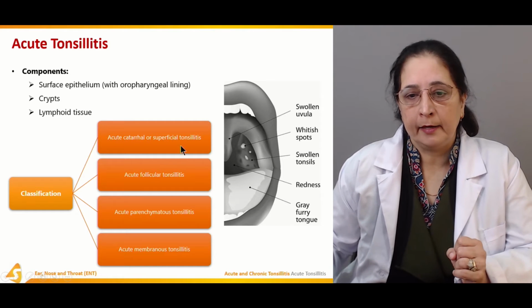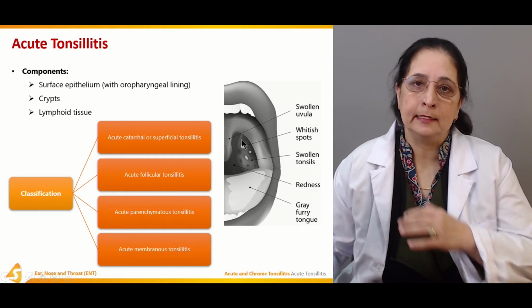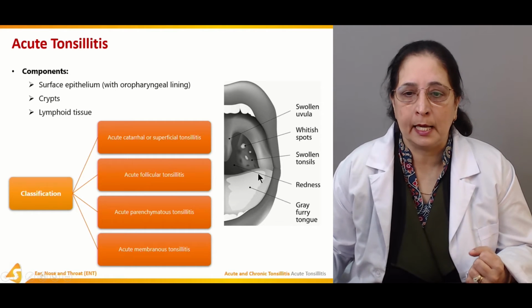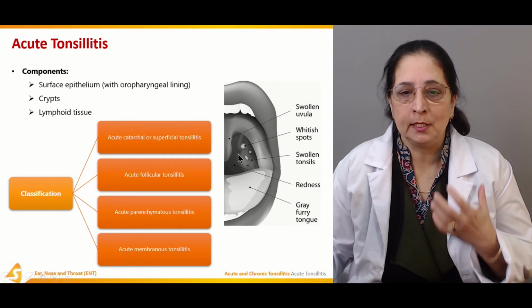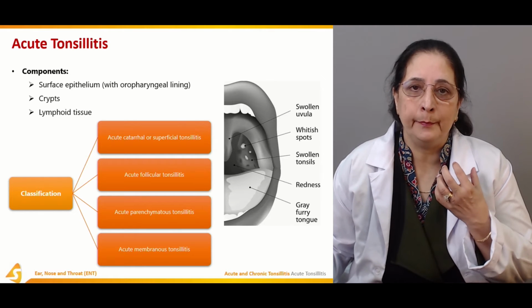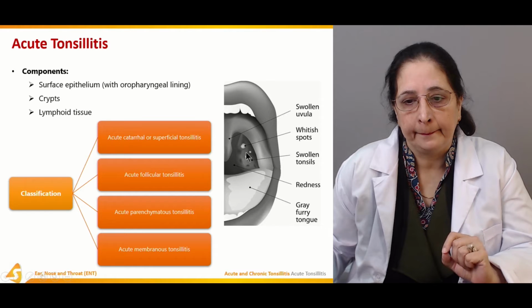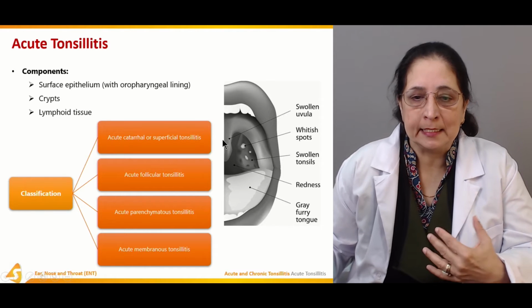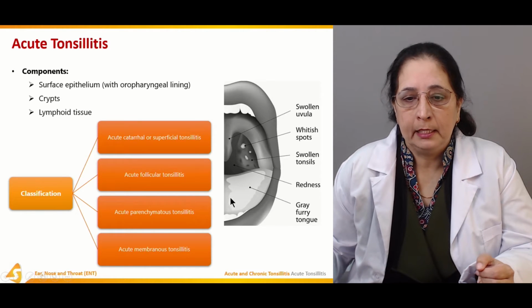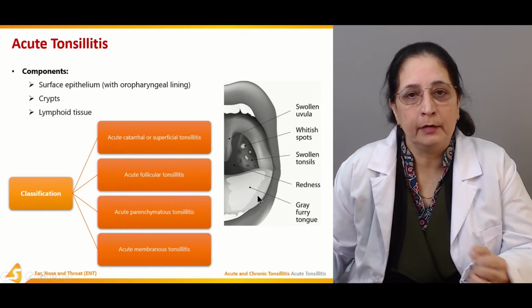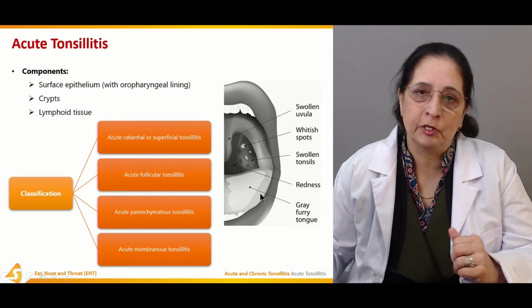And in this diagram, if you see, as a result of acute tonsillitis, the tonsils are all swollen, big and enlarged. They have whitish spots on them, and there is redness, erythema, and the tongue also becomes gray, a furry tongue is present as a result.